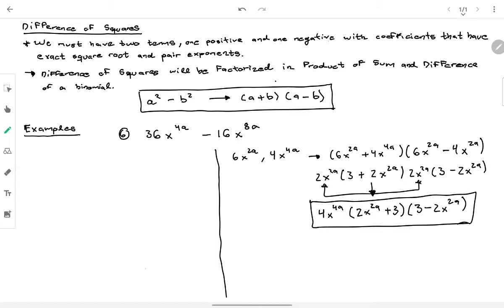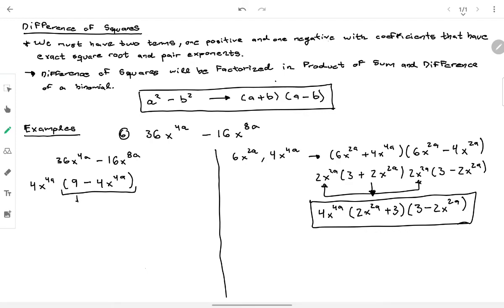So remember, we can also take out what is common at the beginning of the exercise. So let's see, 36x to the 4a minus 16x to the 8a. If I take out what is common in the first step, I can take out a number 4. I can take out x to the 4a, and it's going to be multiplied by 9 minus x to the 4a. What is inside the parentheses is also a binomial, a difference of squares.